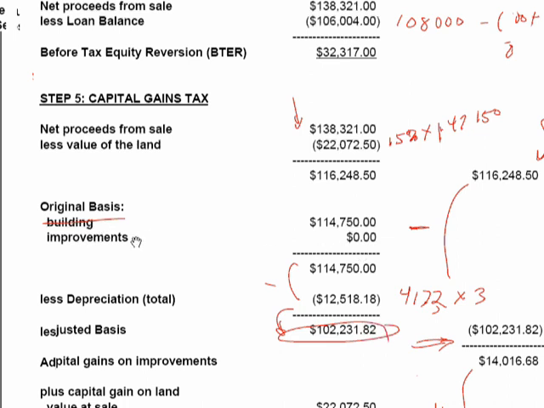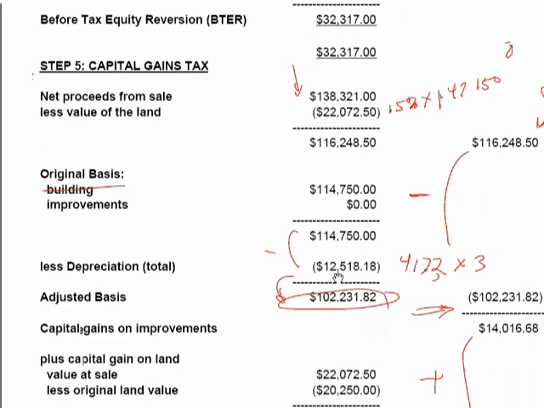There's nothing in the problem referring to capital improvements, and we're not gonna worry about that typically. That's a complicating factor that, if it does happen, you should know how to take care of it, but it's not one of our complicating factors for this problem. So the original basis still holds at 114,750, and here's where the depreciation comes back to haunt us.